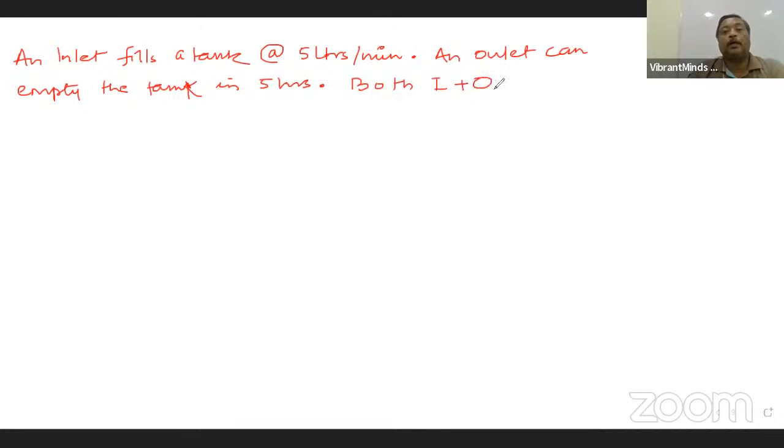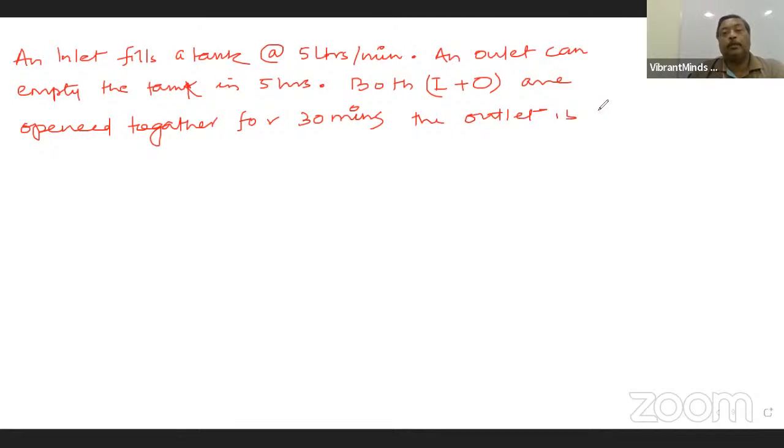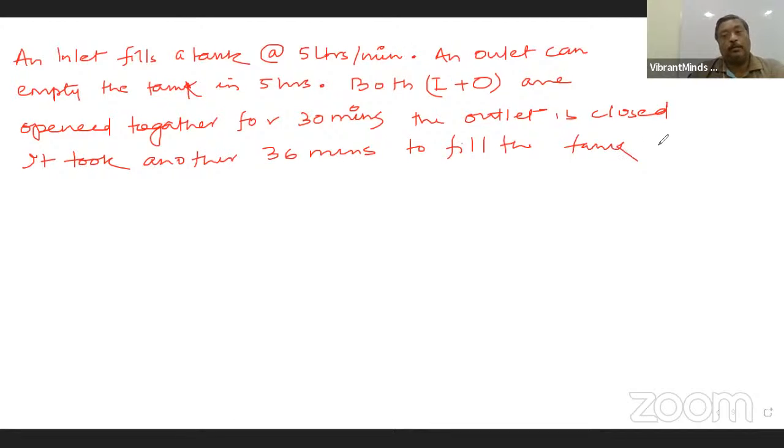Both inlet plus outlet are opened together for 30 minutes. Then the outlet is closed. It took another 36 minutes to fill the tank. Find the capacity of the tank.